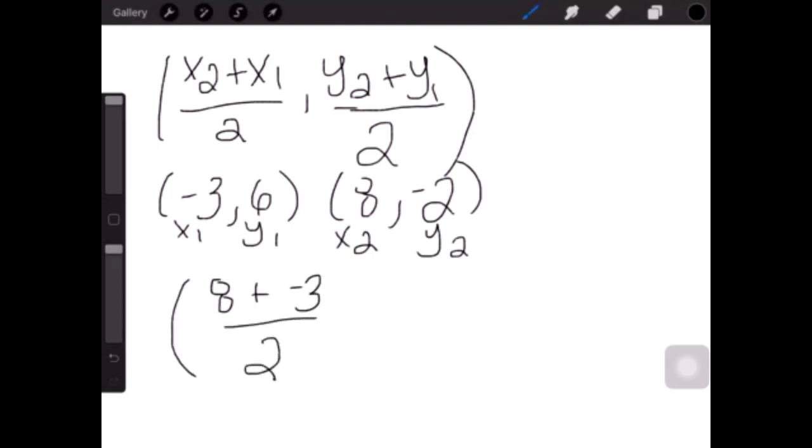Input the needed points on the formula. 8 plus negative 3 over 2. 8 is the x sub 2, and negative 3 is the x sub 1. And then, negative 2 plus 6 over 2. Negative 2 is the y sub 2 and 6 is the y sub 1.